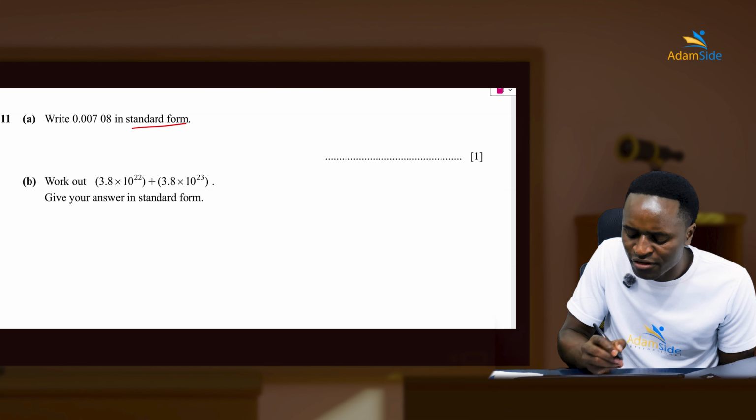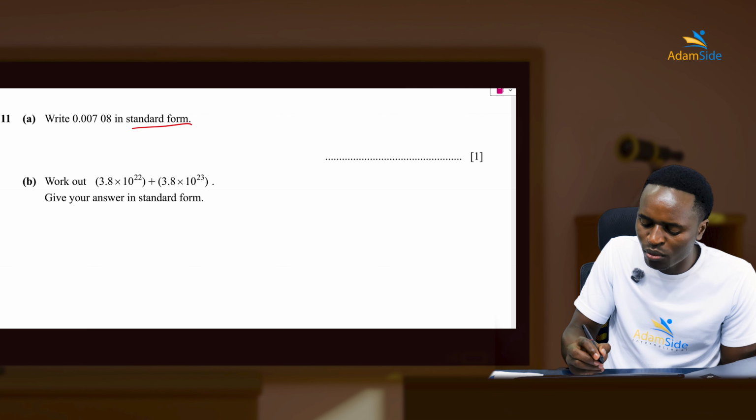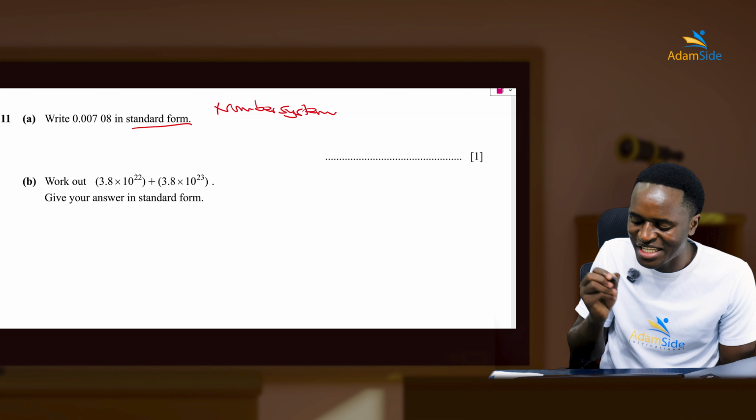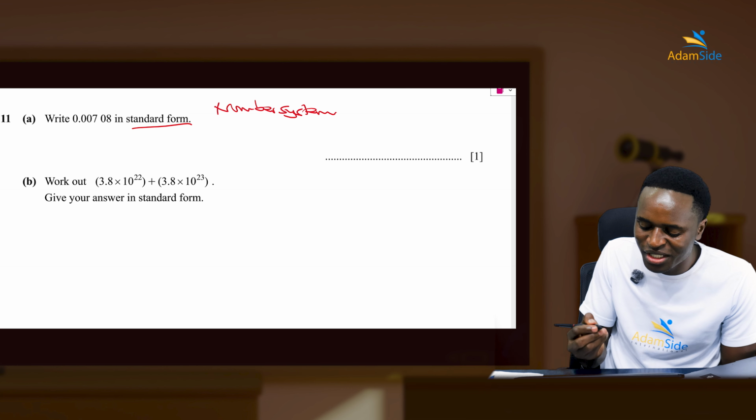Write 0.00708 in standard form. Writing a number in standard form, this is called standard form. It's in the unit of number system. Wow, this is so easy. Number system. So how do we do this question?